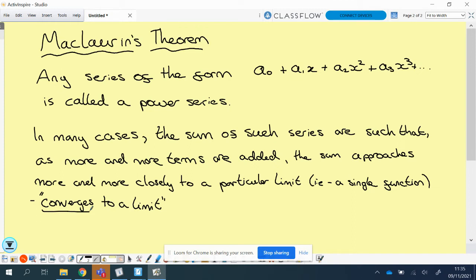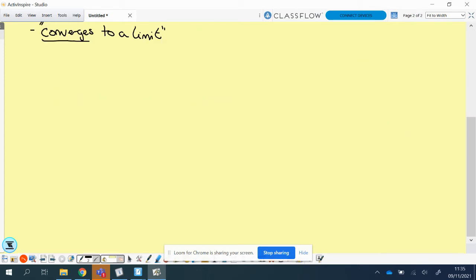If it doesn't, so if you just add more and more terms and it just keeps going bigger and bigger, then what's the opposite of convergent? What from science? Diverges. It doesn't go to a limit, it goes away. But we're going to look at ones that converge to a limit. So that's where Maclaurin's theorem comes in.